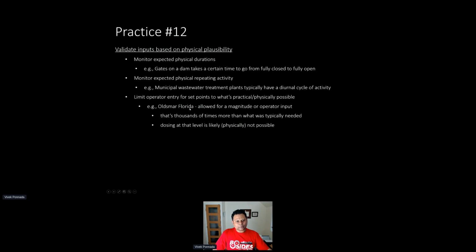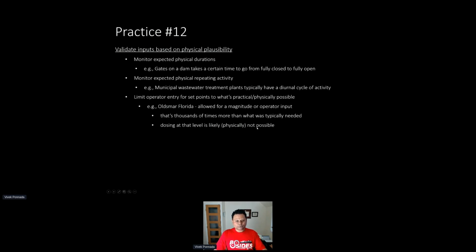And then, limit operator entry to set points that are practical, physically plausible, or possible. As an example, for the Old Bridge North Florida case we talked about before, yes, you had insecure remote access. Yes, somebody was able to exploit that to access your operator interface. Yes, they looked at sodium hydroxide levels and then entered some value, right? But if you think about it, the value they entered was an order of magnitude higher, 100 times more than the typical dosage, or maybe thousands of times. So why is that? If you typically need that dosage to be 10 parts per million, and physically the valve can only open so much in a certain duration, it'll take an hour to get to maybe that additional 10 extra parts per million.